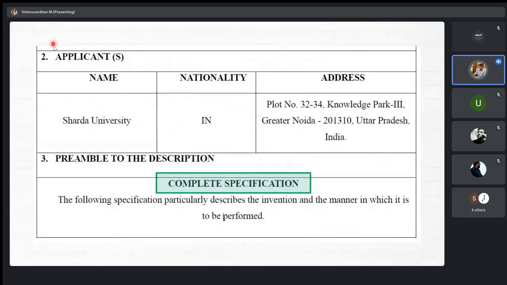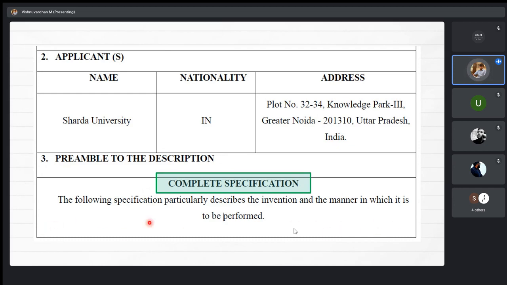Moving on. Next, the applicant details. So number 2, applicant or applicants: the name, the nationality, and the address. Don't write any name of yours. Personally, I wrote ABC, XYZ country, and then 123, comma, make up your own address, comma, comma, comma, India.